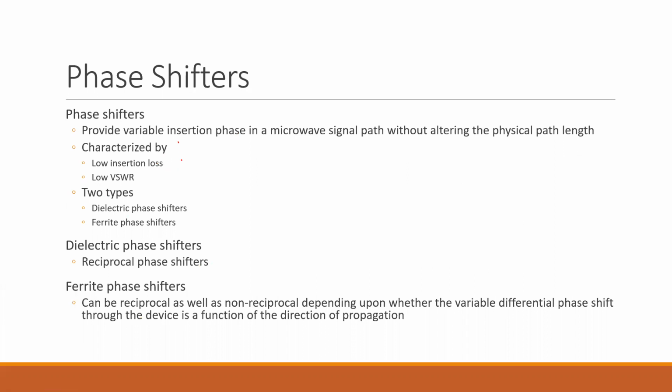These phase shifters are basically characterized by these two quantities. Apart from this, we can see that we can have two types of phase shifters. One is called the dielectric phase shifters, and the other is called the ferrite phase shifters. So now here dielectric phase shifters are also termed as the reciprocal phase shifters. Then in ferrite, we can have both types. So we'll be looking into these aspects.